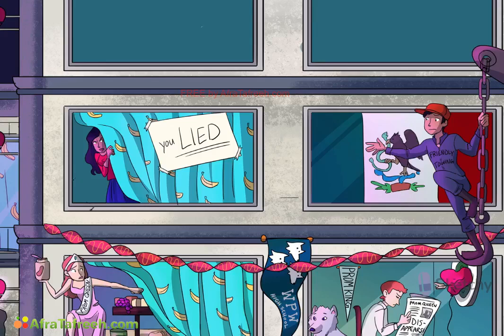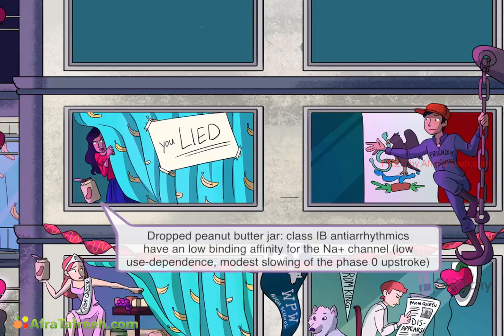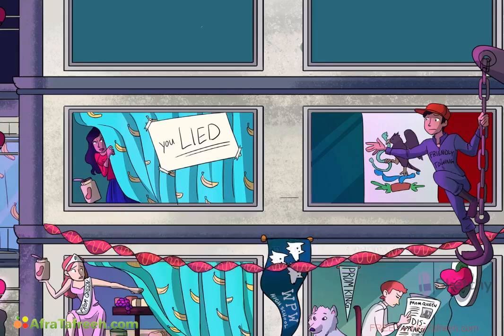Class 1B drugs bind less avidly to sodium channels than the other Class 1 antiarrhythmics, so take a look at the sodium channel evoking jar of peanut butter on the balcony. Once she saw that friendly tow truck approaching, she promptly dropped it and shut the curtain. Dissociation from the channels occurs so rapidly that there's minimal cumulative effect over multiple cardiac cycles, resulting in little use dependence and little effect on the phase 0 upstroke.